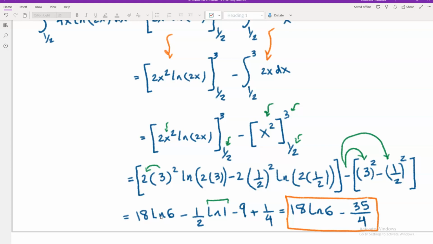Now finding the final answer, we have 18 ln 6 minus 1 over 2 times ln 1, this part is 0. So 1 over 2 times 0 is 0. Minus 9 plus 1 over 4. So we need the same denominator for this part. The LCD is 4. So 4 times negative 9 is negative 36 plus 1, we're going to have negative 35. So negative 35 over 4. Final answer is 18 times ln 6 minus 35 divided by 4.